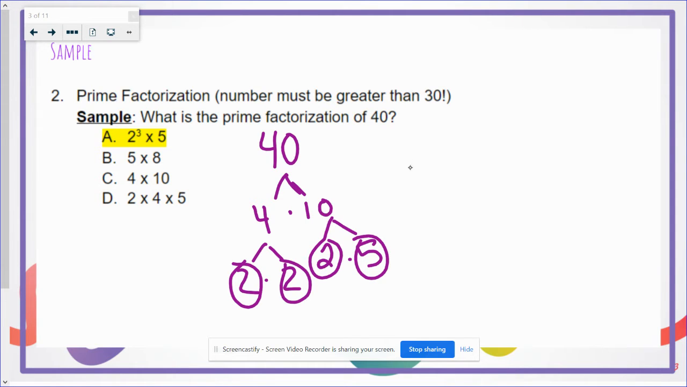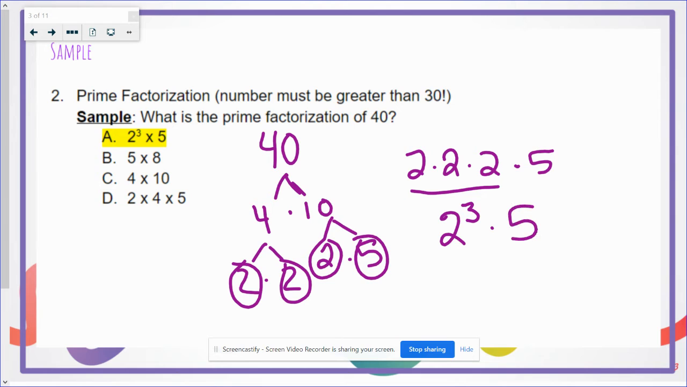So now we're going to write our numbers that got circled. I have 2 2s and I have a 5. My 2 2s would be 2 to the 3rd power because it's 2 times 2 times 2. It's repeated multiplication times 5. So that would be my prime factorization. All right, let's move on.